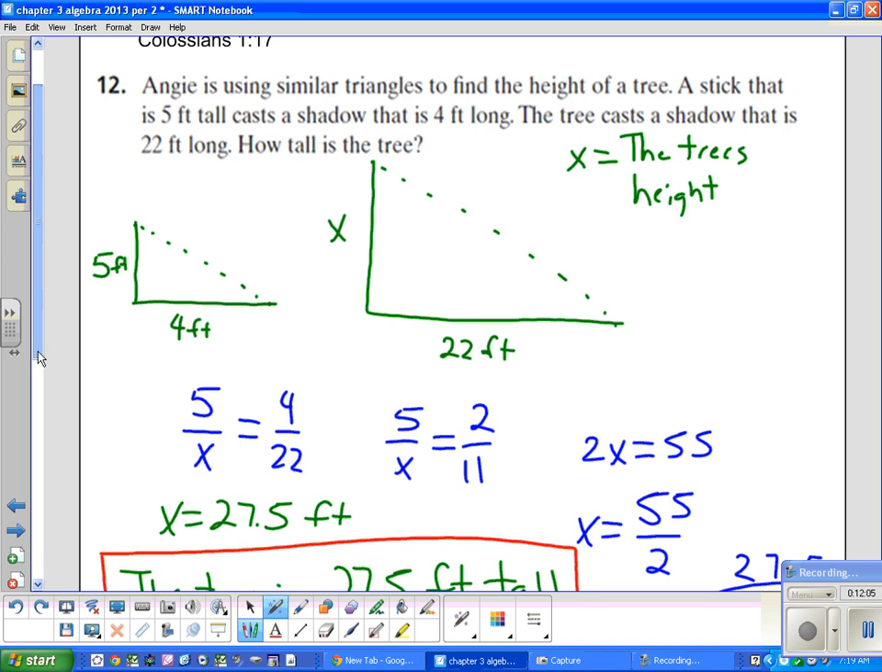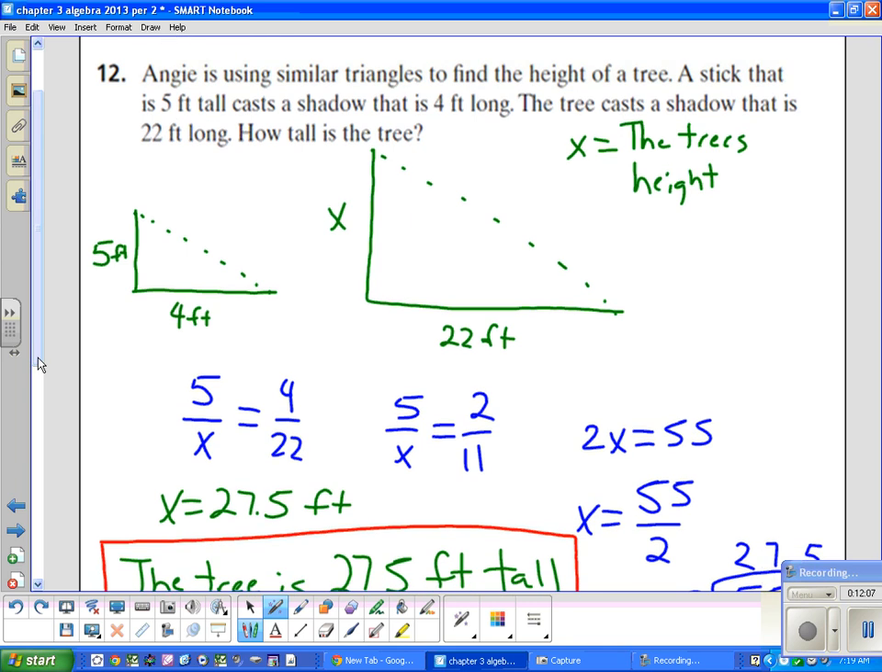So how do we do this? Well, we set up a proportion. 5 is to x as 4 is to 22, and I have it set up here. Over here I reduced. You don't have to reduce. I just reduced so my division isn't so long.